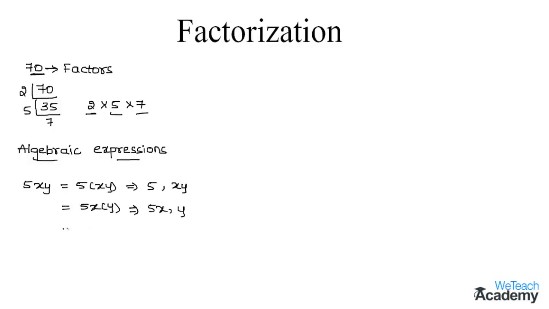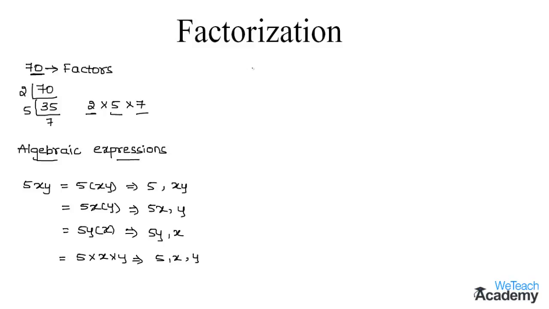And also we can write this term as 5y into x, and therefore the factors would be 5y and x. Similarly we can write 5xy as 5 into x into y. So the factors of this term would be 5, x and y. Among all these factors, 5, x and y are irreducible factors. Thus we can say that 5, x and y is the irreducible form of 5xy.